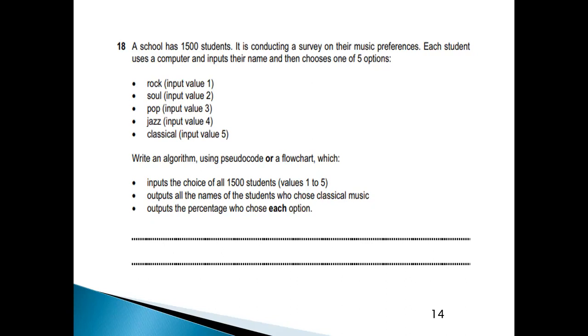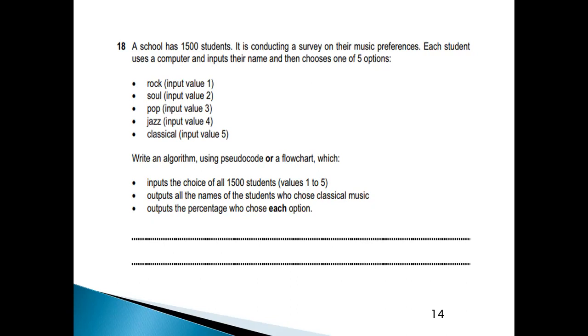Basically, first you have to declare how many totals there are. There are five totals coming: rock total, soul total, pop total, jazz total, and classical total. So each of the five variables must be declared with integer, or you can say real. And one more variable you need is choice, or you can also write option, for inputting the value.